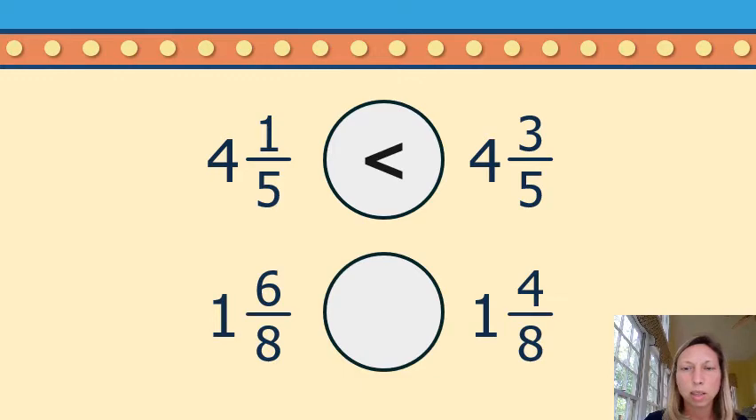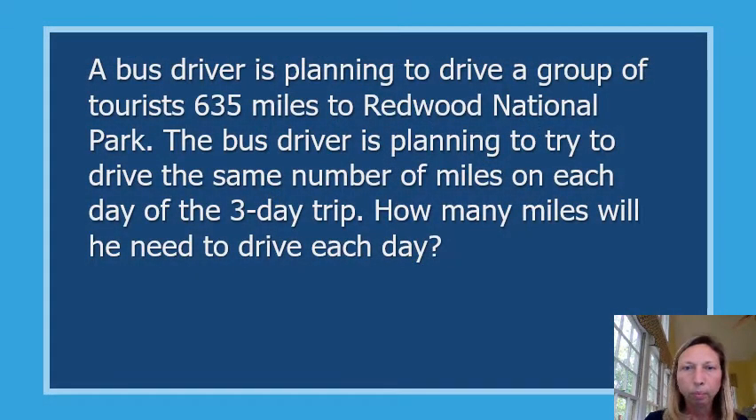1 6/8 and 1 4/8. 1 6/8 is greater. A bus driver is planning to drive a group of tourists 635 miles to Redwood National Park. The bus driver is planning to try to drive the same number of miles on each of the 3 days of the trip. How many miles will he need to drive each day?